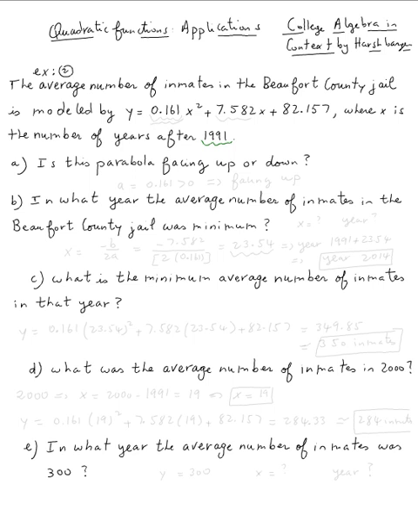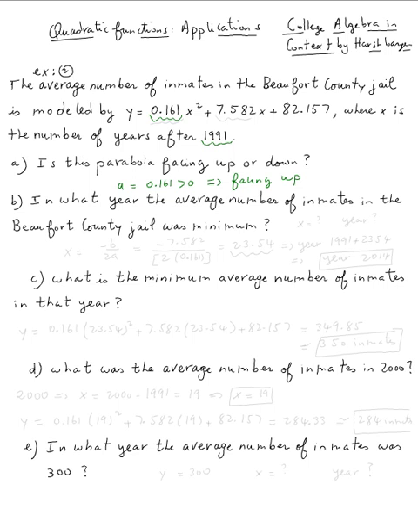Okay, for question 1, we want to know if this parabola is facing up or down. To know that, we always just check the a, the coefficient of x squared. Since a is equal to 0.161, which is positive, the parabola is going to face up. If it's negative, it's going to face down. So in this case, the parabola is facing up.